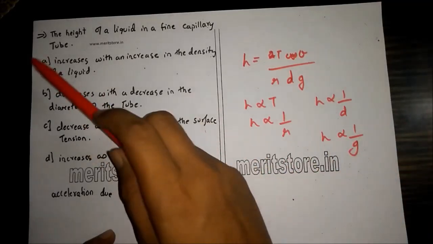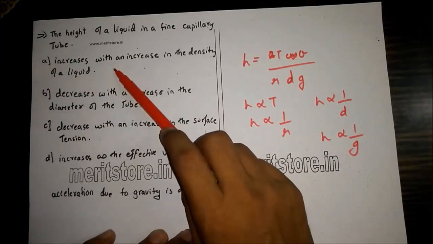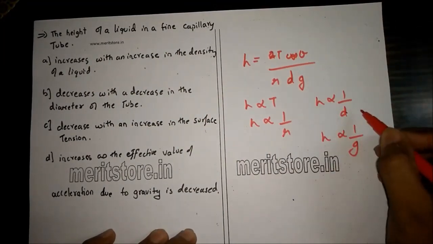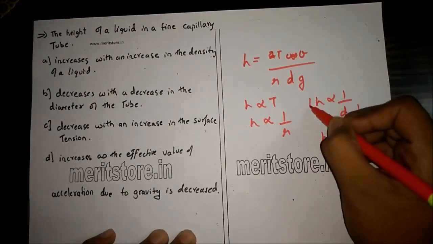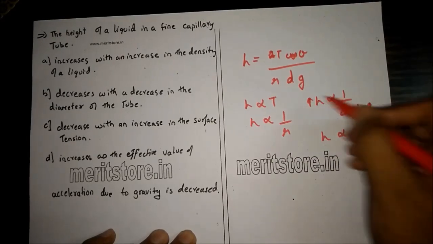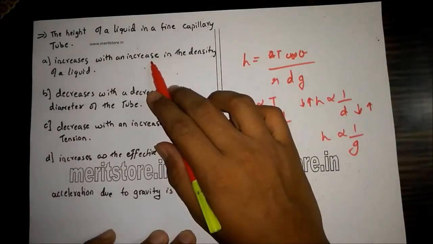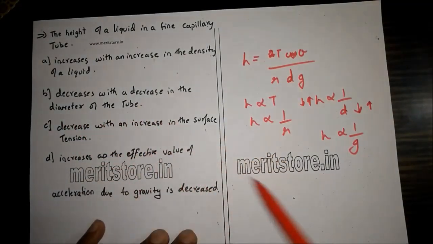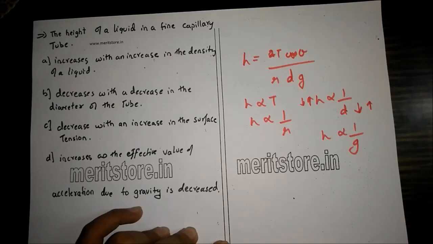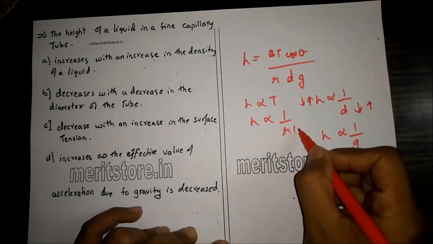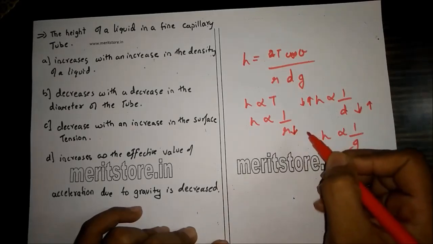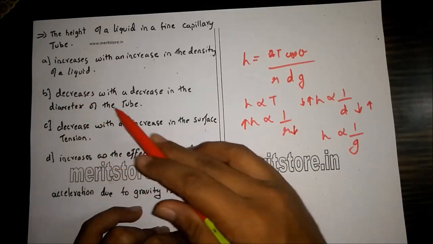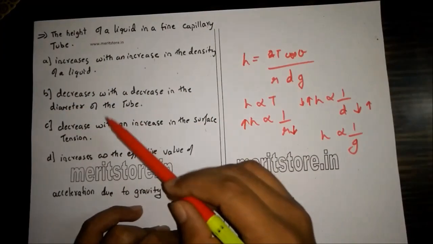So, in the first option A, the height increases with an increase in the density of the liquid, which is wrong. Since h is inversely proportional to d, if d decreases, then h will increase. However, if d increases, h will decrease. Therefore, the first answer is not correct. Now, in the second answer, it decreases with a decrease in the diameter of the tube. Diameter or radius will behave almost the same. So if the radius decreases, h will actually increase. However, here it is given that h decreases, which is wrong. Therefore, option B is also not correct.